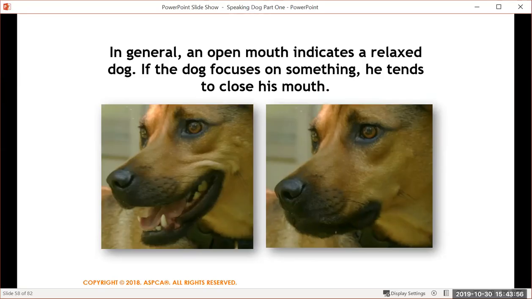So in general, an open mouth indicates a relaxed dog. Whereas if the dog is focused on something, he's much more likely to close his mouth. So you can often see the dog be just hanging out, and then he sees something that catches his eye, his mouth will close. Next slide.